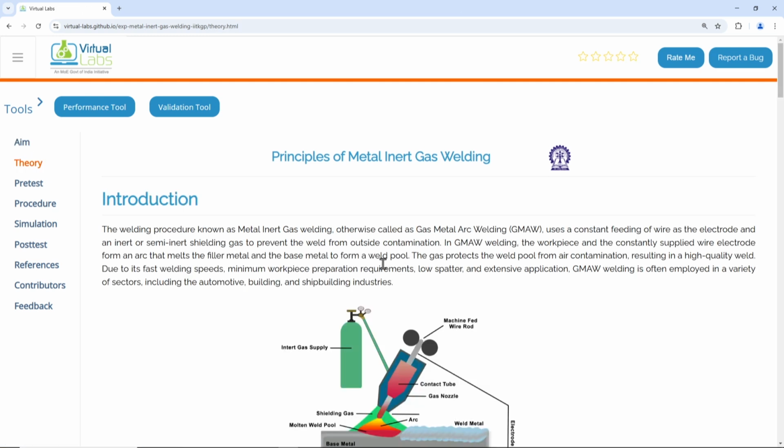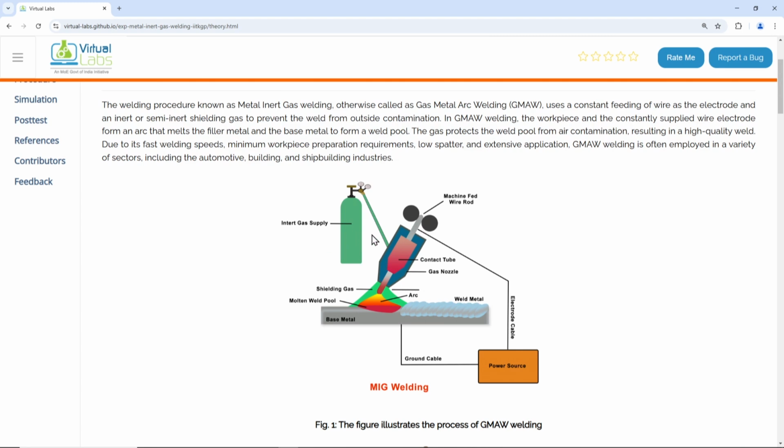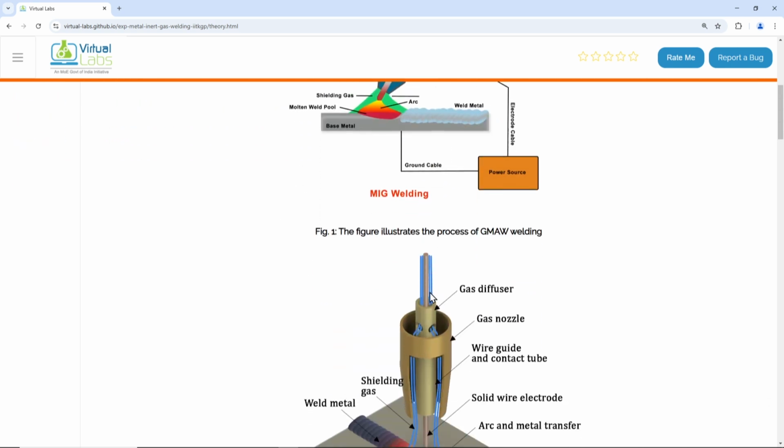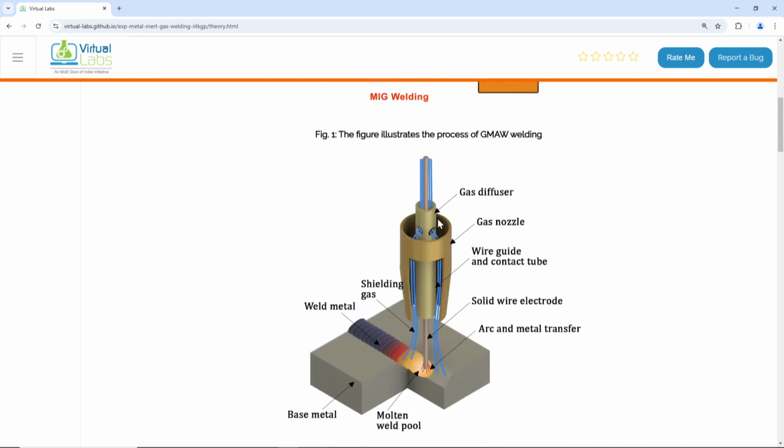So theory here, this is how it works: inert gas supply, contact tube, gas nozzle. This is a mixed setup, and this is the mechanism within the nozzle. There is a gas diffuser, there is a gas nozzle, the wire guide and contact tube is there.